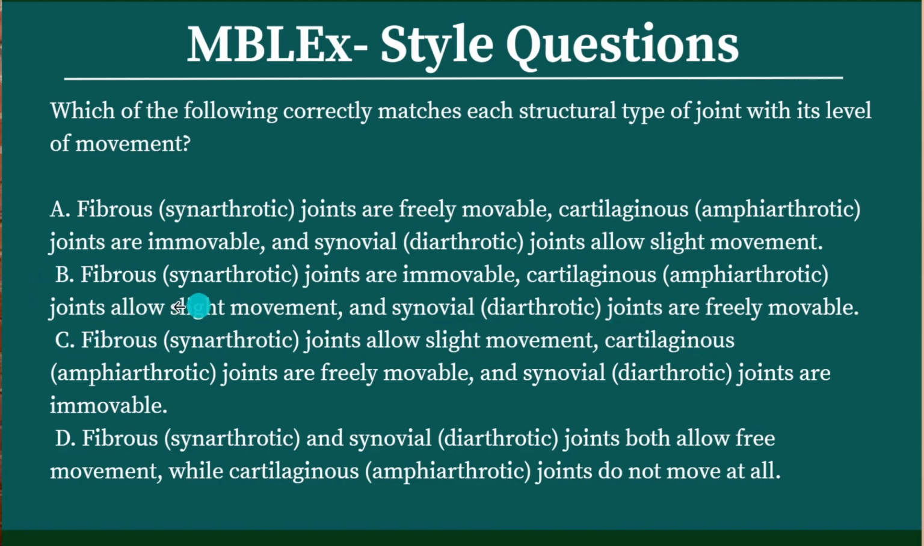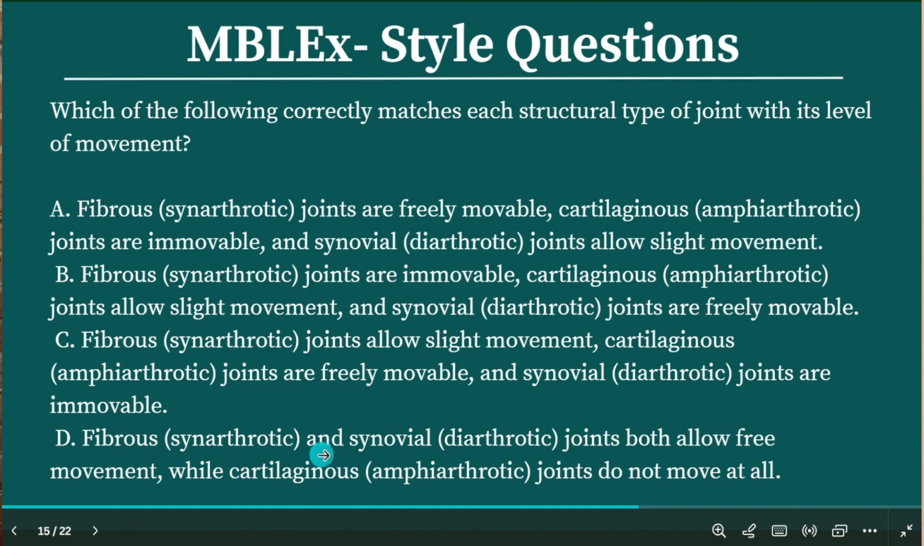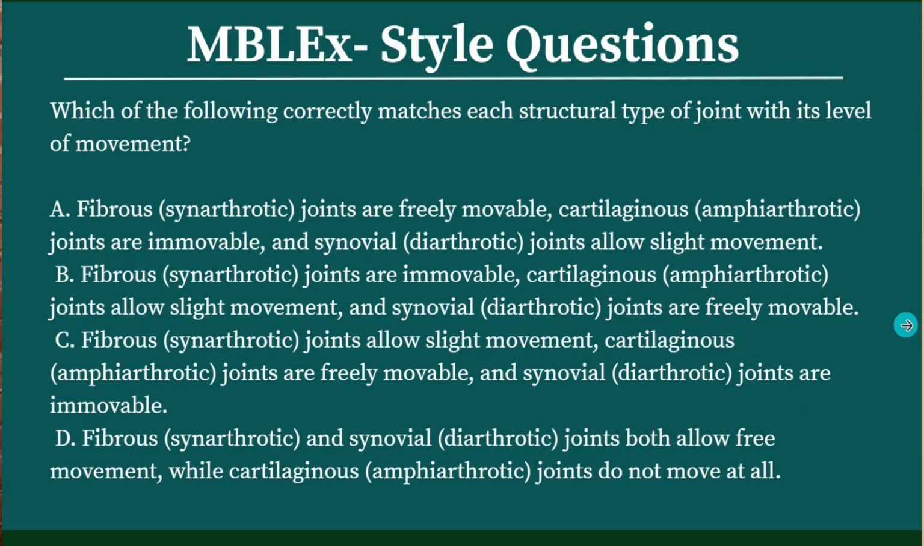B is 100% correct, but let's just look over these last two. Fibrous synarthrotic joints allow slight movement, not true. Fibrous synarthrotic and synovial joints both allow free movement, not true. Okay, so that would be B, circle.